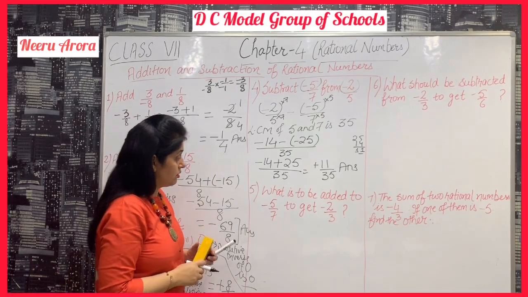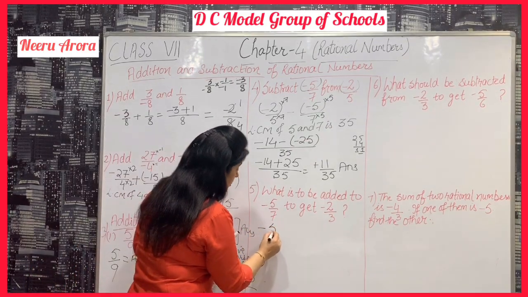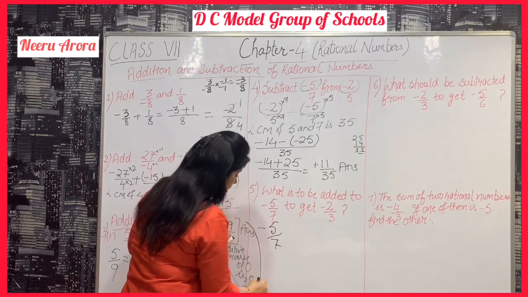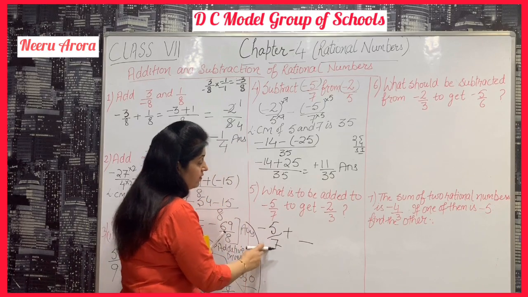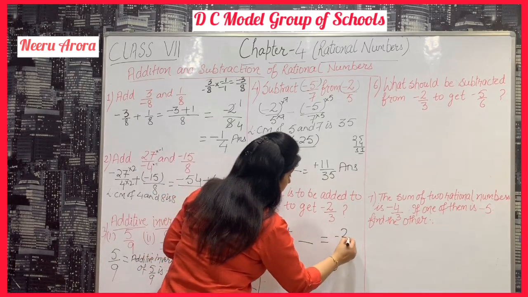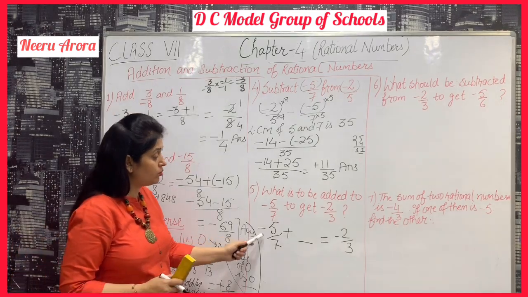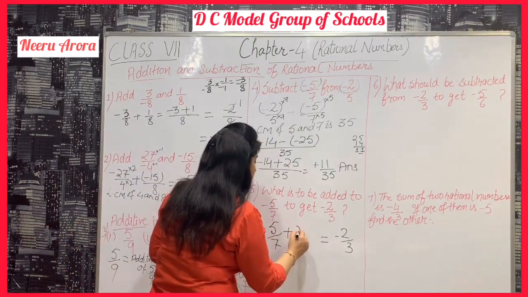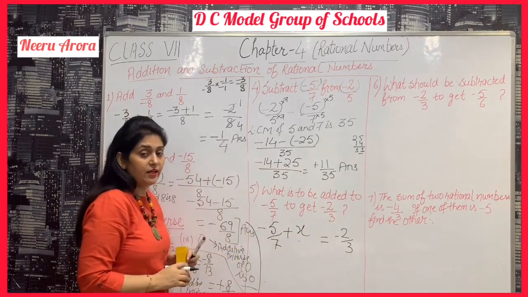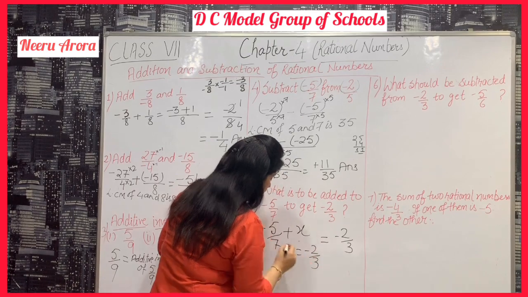Now next question. What is the question? What is to be added to minus 5 by 7 to get minus 2 by 3? Let it be x. We have added x, so x remains as it is. Minus 2 by 3 remains as it is.